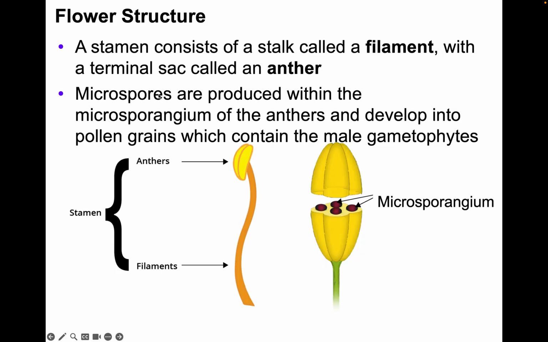Flower structure. So this is just a zoomed in image of our stamen. I remember stamen is male because you can see the word men in there. So your stamen is the male part, and the anther has the microsporangiums up top that make the microspores that over time become microgametophytes, which over time contain the sperm inside of them.